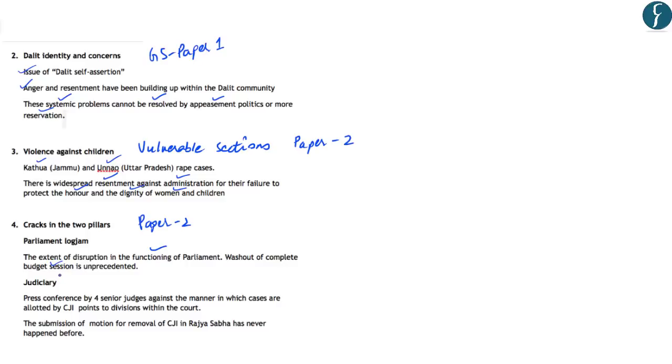And the next issue discussed by the author pertains to judiciary, that is the press conference held by 4 senior judges against the manner in which cases are allotted by the Chief Justice of India points to divisions within the court. Also, the submission of motion for the removal of CJI in Rajya Sabha has never happened before.